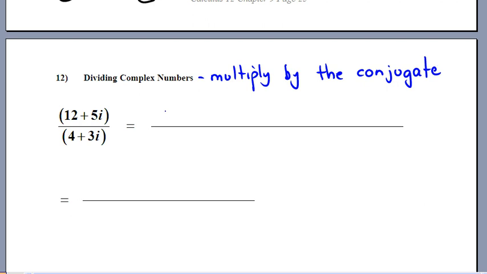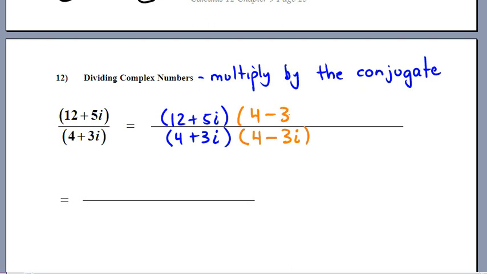So I'm going to take this story that was nice and innocent, 12 plus 5i, divided by 4 plus 3i, and I'm going to try to turn it into just one complex number, not one on top of another. And so I do that by multiplying by the conjugate, which would be the conjugate of 4 plus 3i would be 4 minus 3i. I reverse the sign just on the imaginary part. But I have to multiply by the same thing upstairs. I got to be fair. I can't go change the value of this thing.